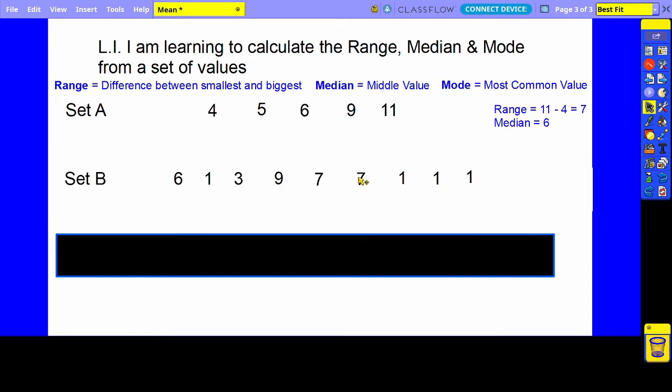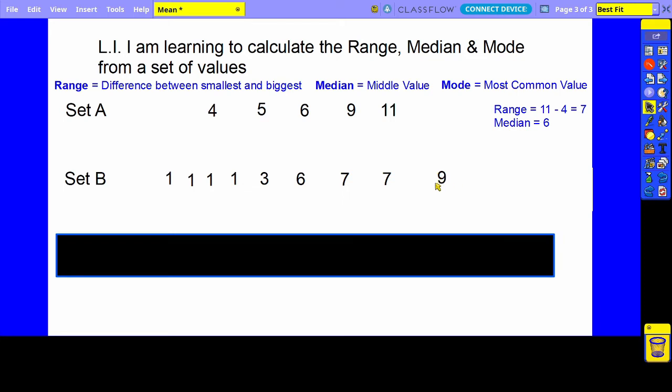Let's do the same, but for a different data set now. So, same thing as before, we're going to have to rearrange this so that it's all in number order. So we've got a whole load of 1s here. We're going to have to reshuffle these. Move things up a bit, move things down a bit. And there we have it. Our data set is now in number order.